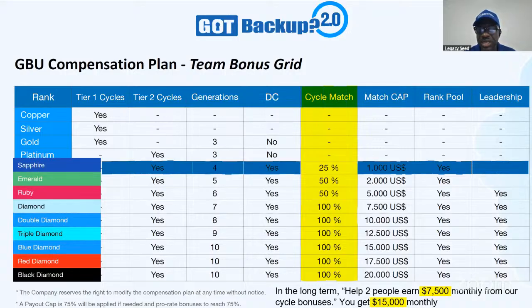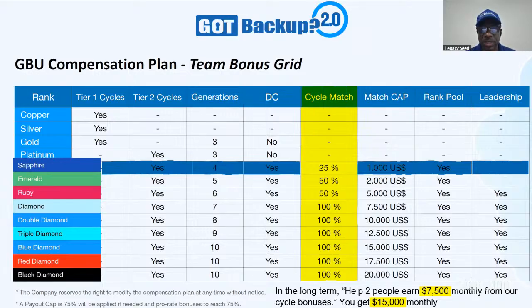All right, generation incomes. These are all things where the calculation is all done. But what I want you to see is the cycle match bonus, the area highlighted yellow, guys. This is the incredible commission line. Cycle match commission.